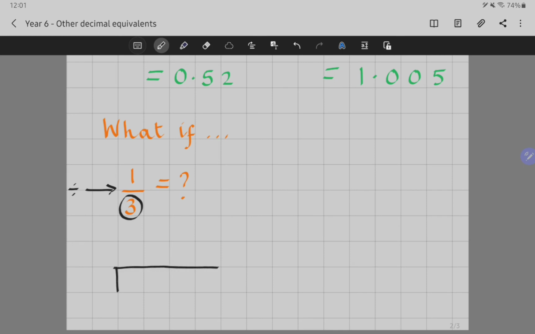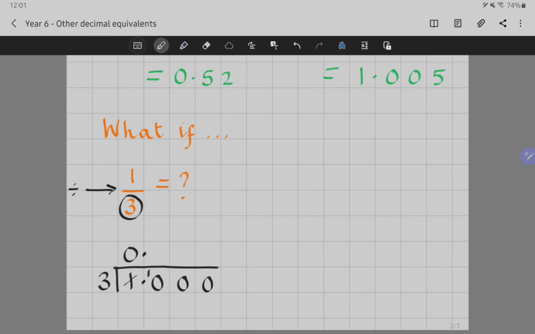Here we go. So I've got 1 divided by 3. Now you'll notice straight away that 1 isn't big enough. So I'm going to need to add in my tenths, hundredths and thousandths, and remember my decimal point. It's also handy to put in your decimal point straight away for my answer. 3 into 1, or 1 divided by 3, you can't do. So we're going to carry it over.